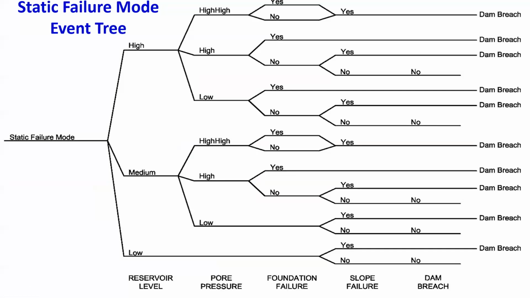We also have the static failure. In this slide, you can see the different factors that we use and the calculation that the tool uses to define the chance of failure. We use the reservoir level and the pore pressure. We calculate if the foundation has any chance to fail or not. We also have some equations for the slow failure. And at the end, the outcome of this event tree is the occurrence of the failure or not.